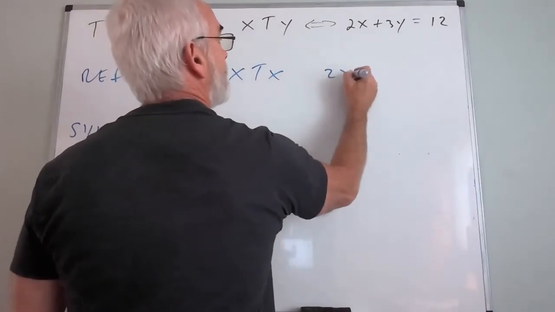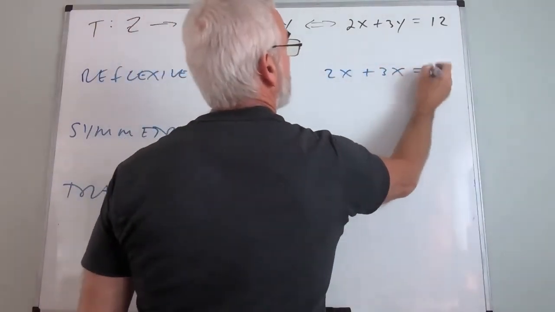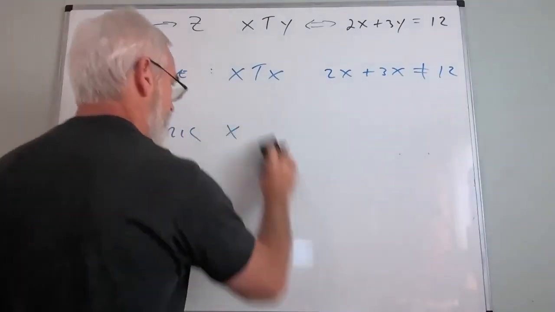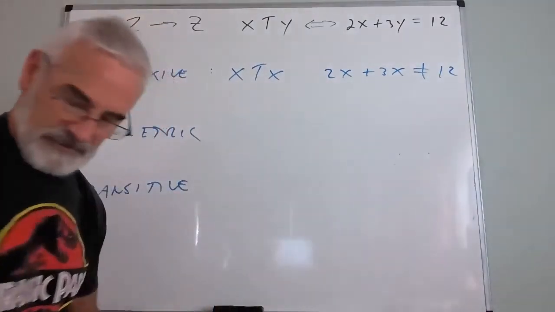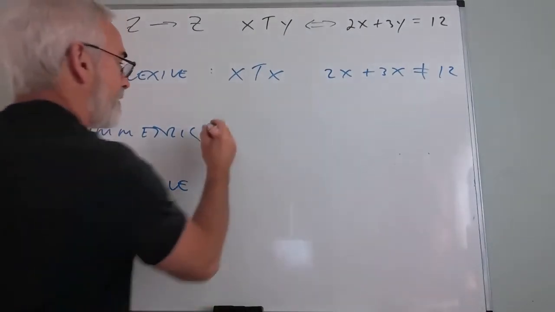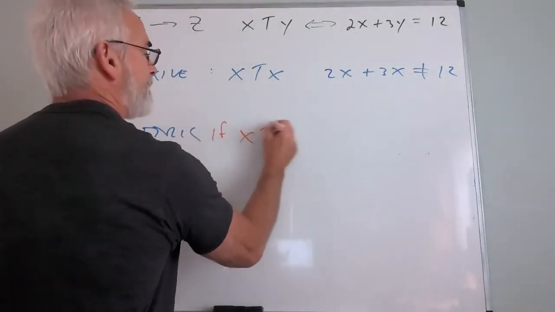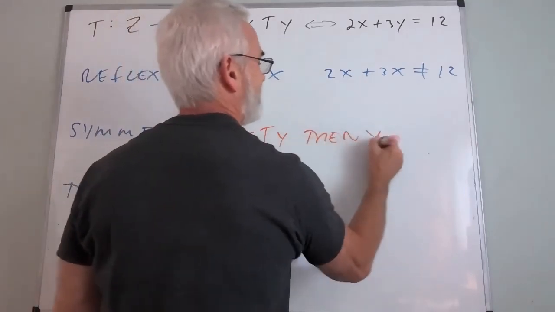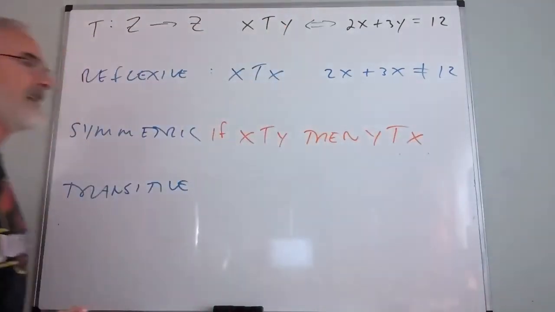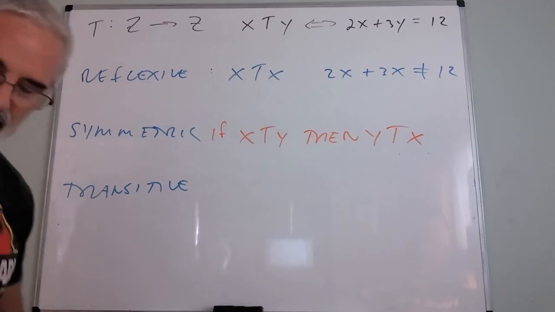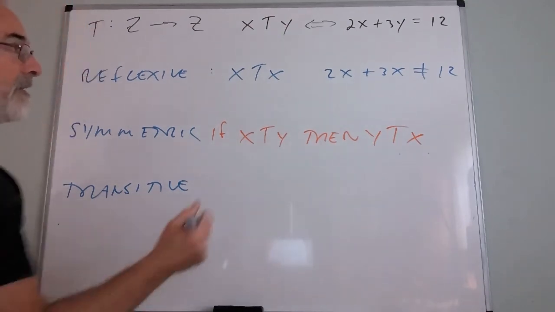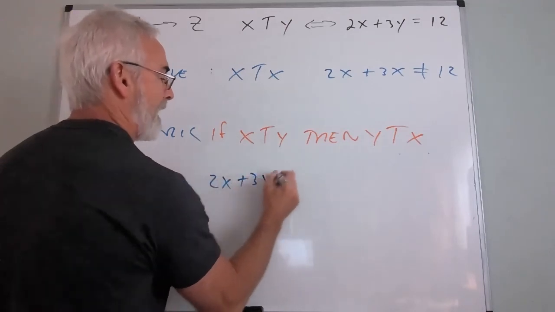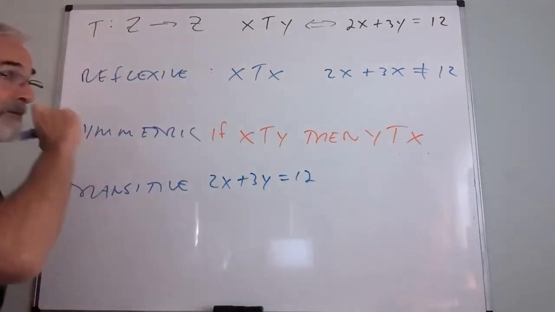Let's write it this way. All right, so now, I'll use a different color. It's hard to see otherwise. We have a tendency to think everything always works. Okay, if X is related to Y, then Y is related to X. Okay, so 2X plus 3Y is absolutely guaranteed to equal 12.